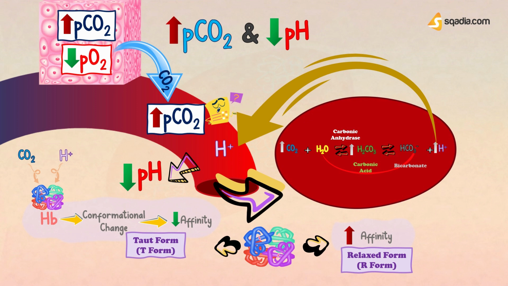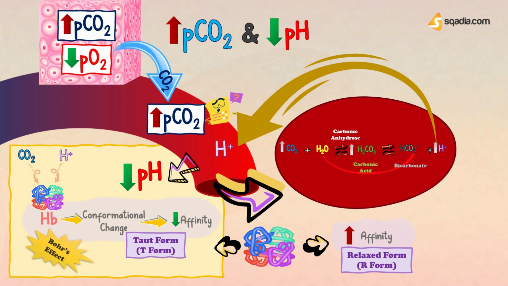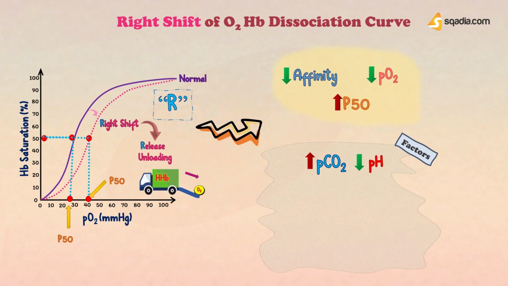Now, this decrease in affinity of hemoglobin for oxygen, due to the increase in the partial pressure of carbon dioxide and decreased blood pH, is known as Bohr's effect, because it was postulated by Christian Bohr in the year 1904. This lower affinity, in turn, enhances the unloading of oxygen into tissues to meet the oxygen demand of the tissue, and in turn causes the oxygen dissociation curve to shift to the right.